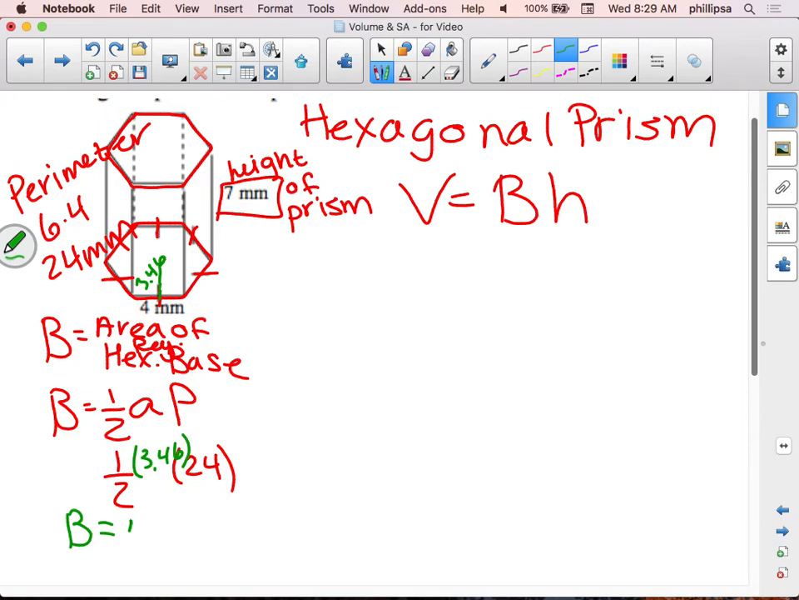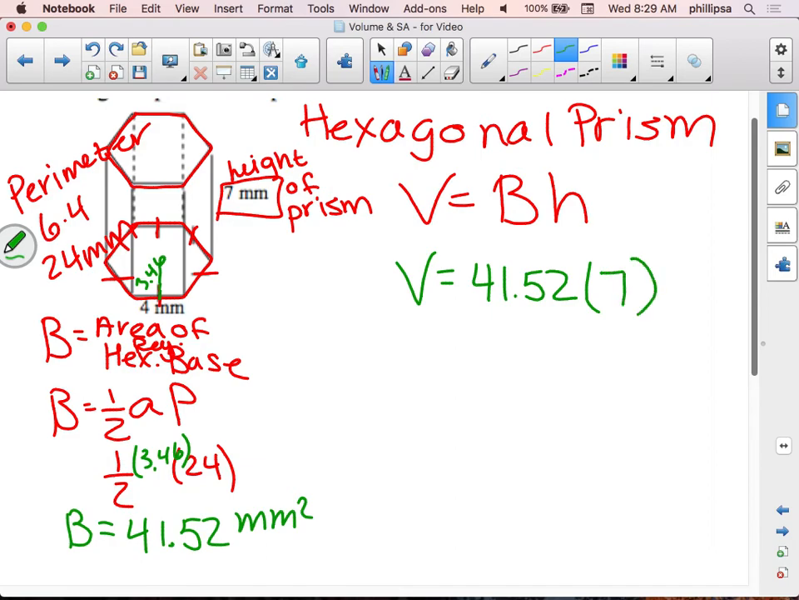It's going to give me an area of about 41.52 millimeters squared. And that was the worst part of it, because now I'm going to go back into my formula or rule that I'm following to find the volume of prisms and just plug in. The worst part of it has already been done. So now I just have to multiply by 7, and the volume of this hexagonal prism is 290.64 millimeters cubed.